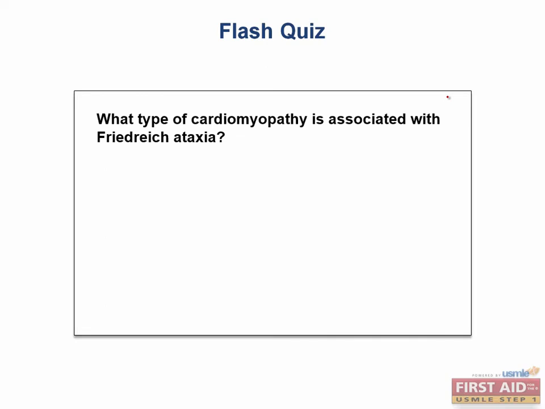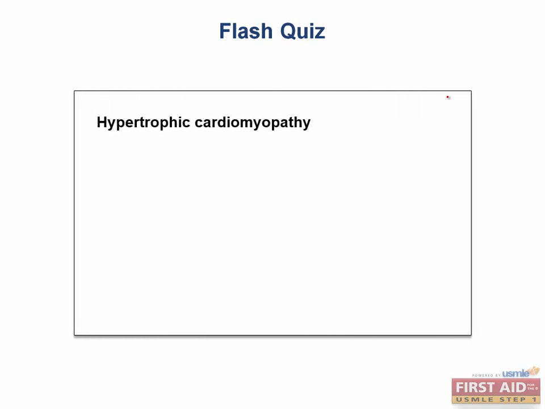All right, guys, another flash quiz. Just love these. What type of cardiomyopathy is associated with Friedreich ataxia? Hypertrophic cardiomyopathy. Remember, Friedreich ataxia is a trinucleotide CGG repeat in the frataxin gene.